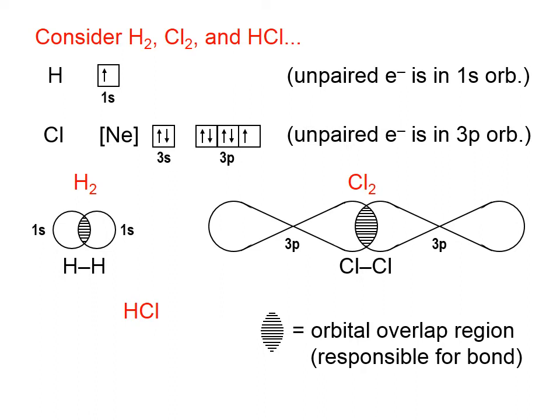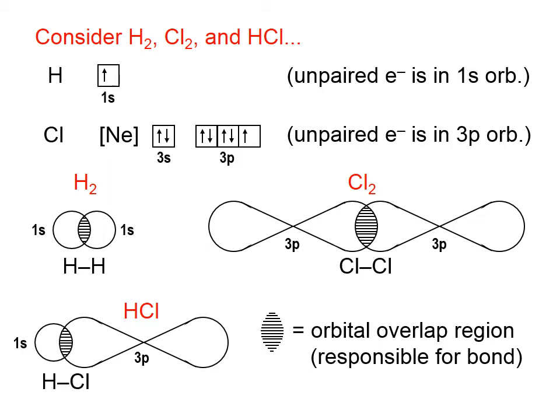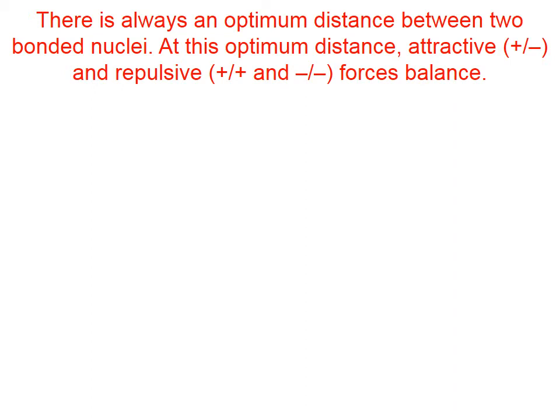How about hydrogen chloride? We're not talking hydrochloric acid here, we're talking hydrogen chloride. There's the orbital from hydrogen that has a single electron. There's the orbital from the chlorine atom that has a single electron. When they overlap, there are two electrons, and there is thus a bond between those two. There is always an optimum distance between two bonded nuclei. At this optimum distance, attractive and repulsive forces balance.